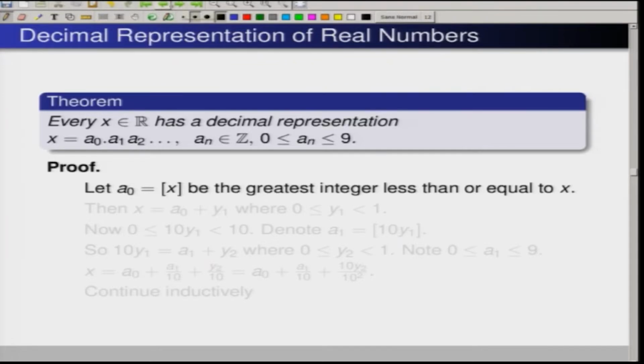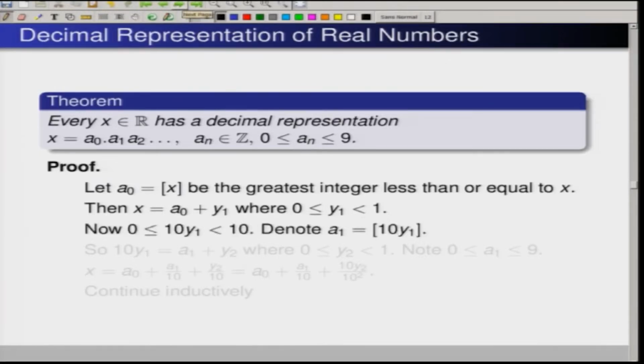Then this x is going to be a 0 plus y 1, where this y 1 is a positive number which is strictly less than 1. Suppose my x is here, then this is bracket x, and this is bracket x plus 1. So, this y 1 is going to be strictly less than 1. Now, if I multiply by 10, then 10 y 1 is greater than or equal to 0 and less than 10.